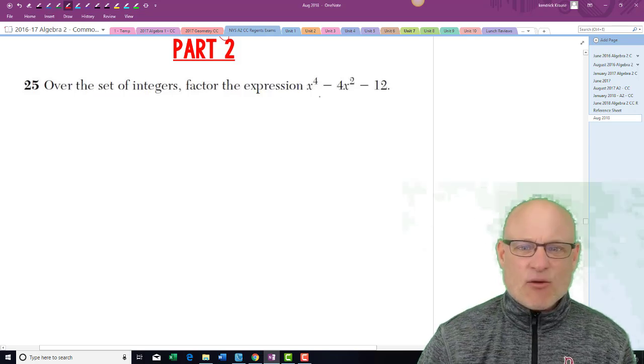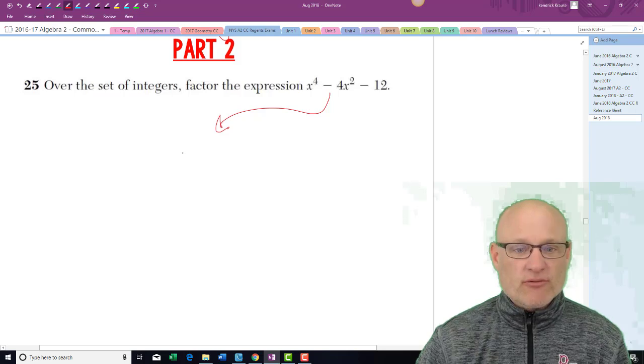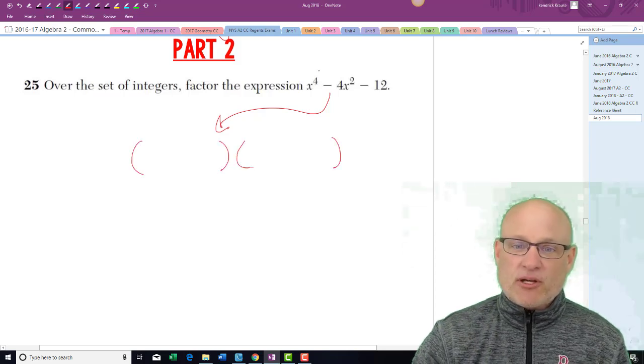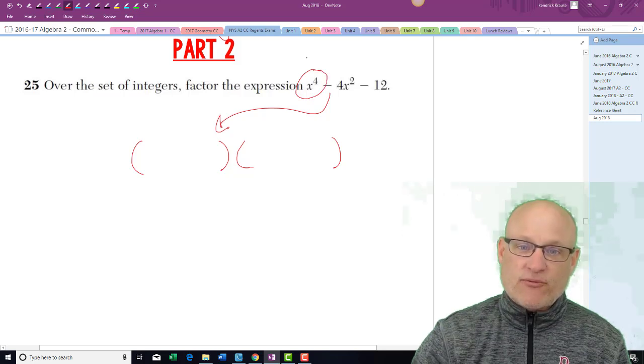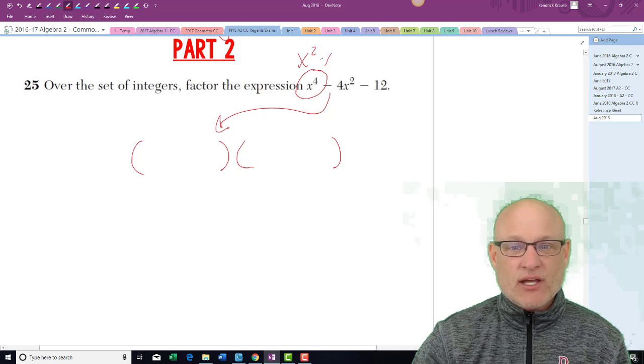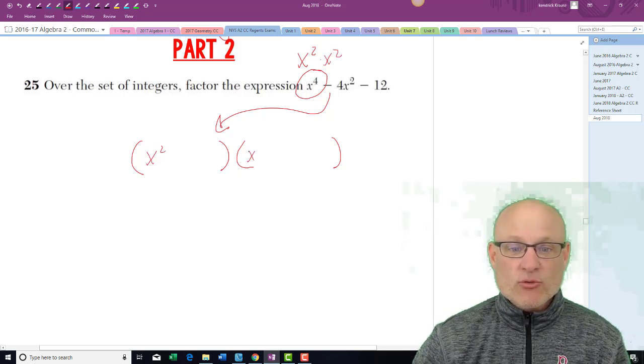All right, we got to factor this thing. And I'm going to show you the way to check this, sort of. So what we're going to do is toss this into 2 sets of parentheses. A whole bunch of people get freaked out by the fact that that's x to the 4th. But isn't x to the 4th really just x squared times x squared? So I'm going to put x squared, and I'm going to put x squared.